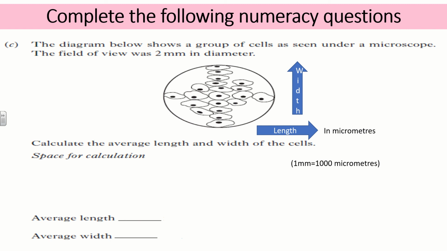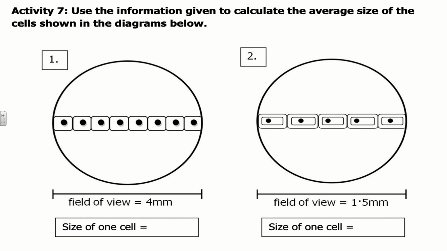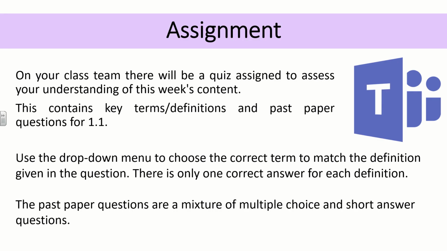If they asked you to do the width, that would be up and down. So it would still be 2 millimeters into micrometers, so 2,000 micrometers, but then you would be dividing it by 1, 2, 3, 4, 5, 6, 7, 8, 9, 10 cells. So there's 10 cells running upwards. So the average width of the cell would be 2,000 micrometers divided by 10, so 200 micrometers. There will be a lot more questions like this on your assignment this week. And then there's a few more here for you to practice.